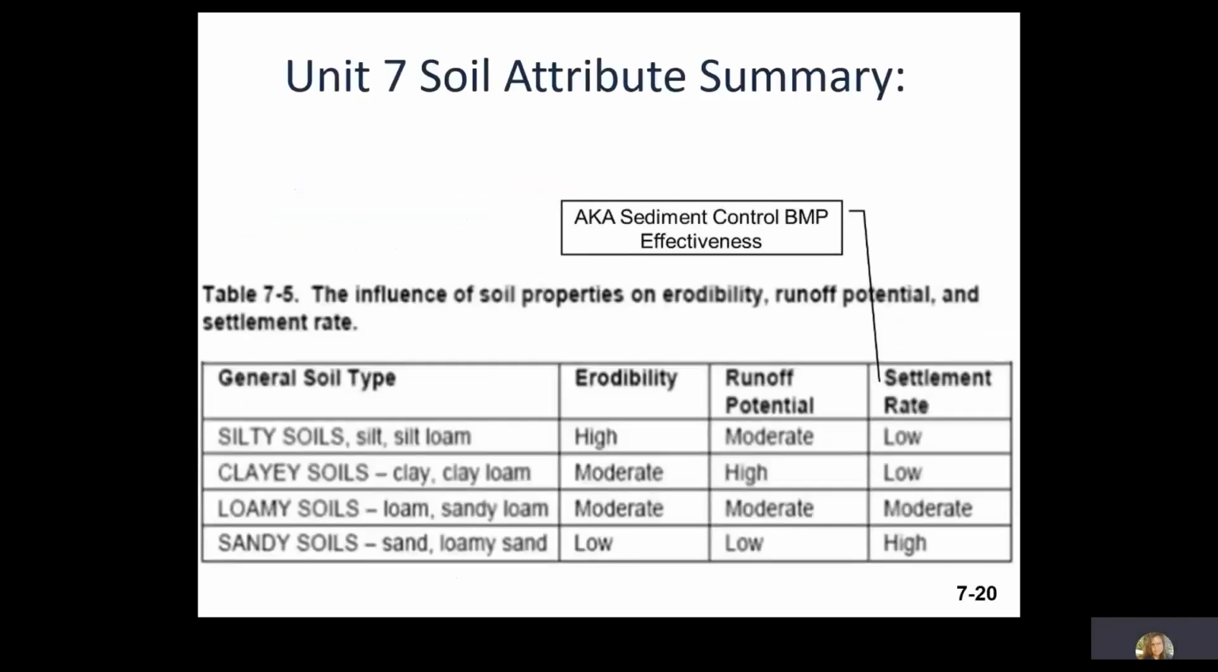In summary, the proper design and implementation of virtually all erosion and sediment control measures is dependent on an understanding of the erodibility and settlement rate of the different soil types found on a construction site, as shown here again in Table 7-5. The ability to identify soils, in conjunction with knowledge of how soil properties influence erodibility, runoff potential, and settlement rate, will allow one to identify potential problem areas both on and off the site.